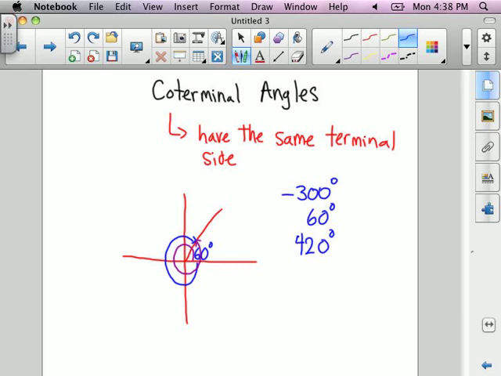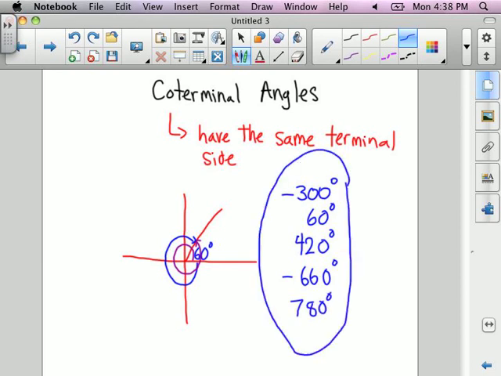And actually, I can keep adding or subtracting 360 and getting more angles that would be coterminal with these. For example, negative 300 minus 360 gives me negative 660. Or if I did 420 plus 360, I would get 780. All of these angles are coterminal because they all look the same without an arrow on them. They all land in the same spots.